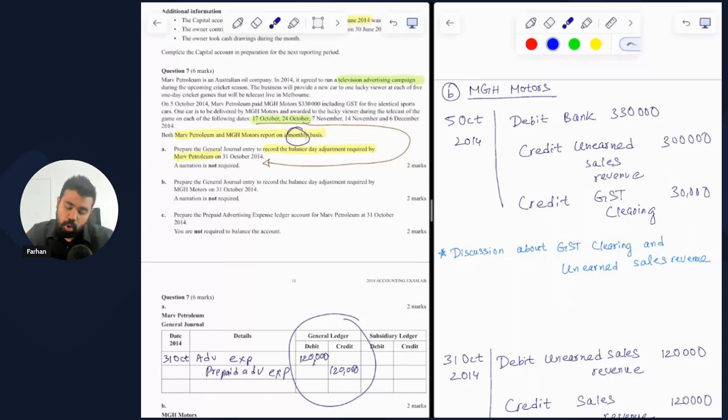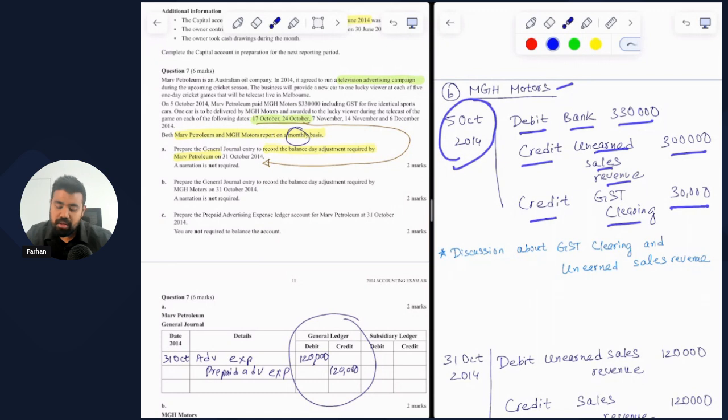So if we were to record what happened on the first day of transaction, which is the 5th of October 2014, given that the perspective is MGH Motors, MGH Motors are receiving cash of $330,000 into their bank account. So as a result, the bank balance is going up, which reflects an increase in assets. And when assets increase, we debit them, which is what you can see in this case. Then we are crediting unearned sales revenue, and the amount is $300,000, with GST clearing being credited by $30,000.